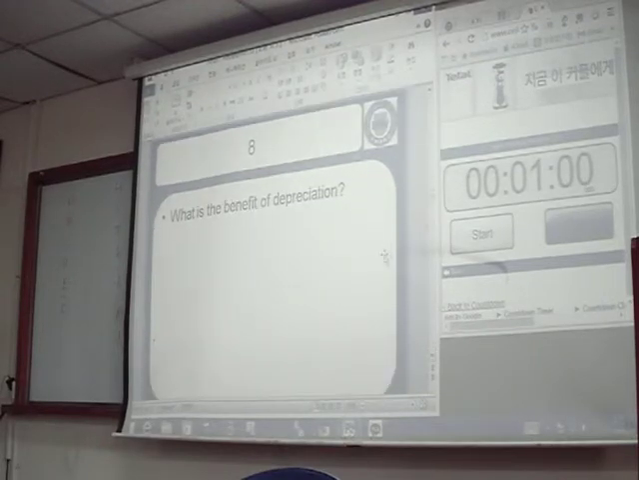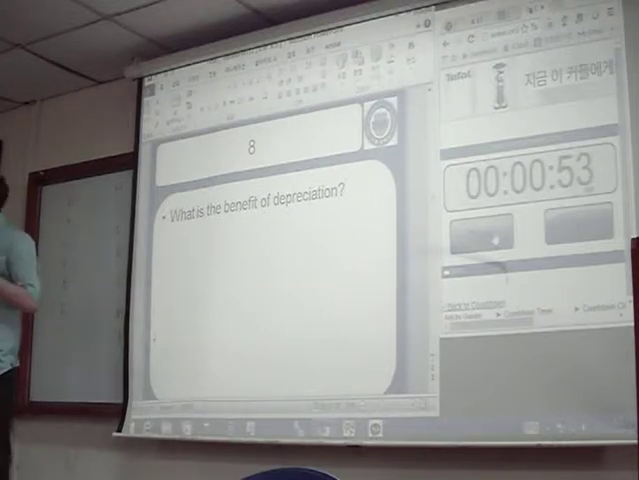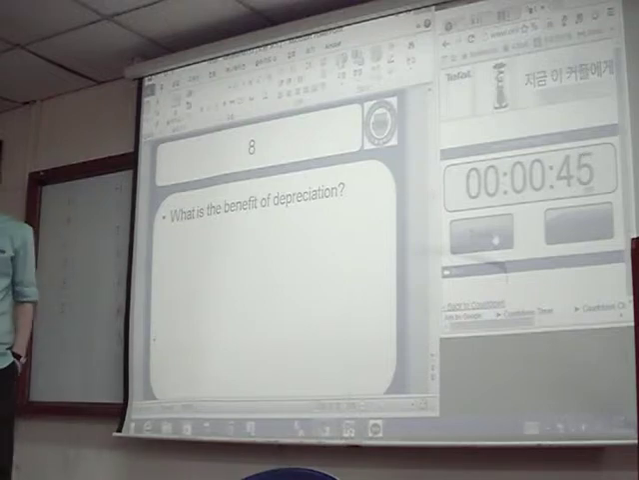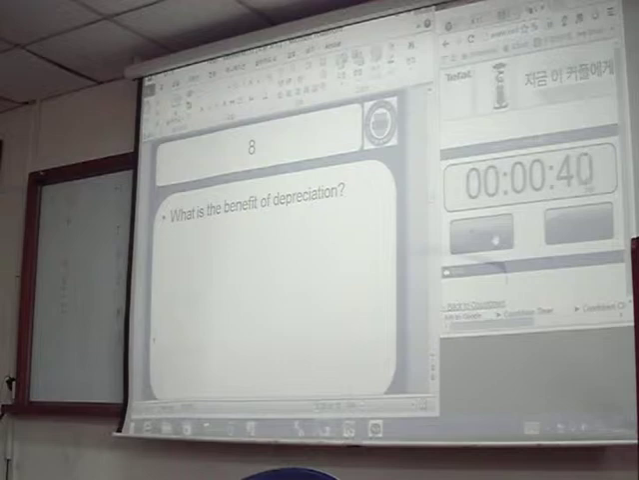Question 8, what is the main benefit of using depreciation? Why do companies use depreciation? What's the main benefit? Depreciation is not a cash flow, it's just an accounting trick. Why do companies use this accounting trick?